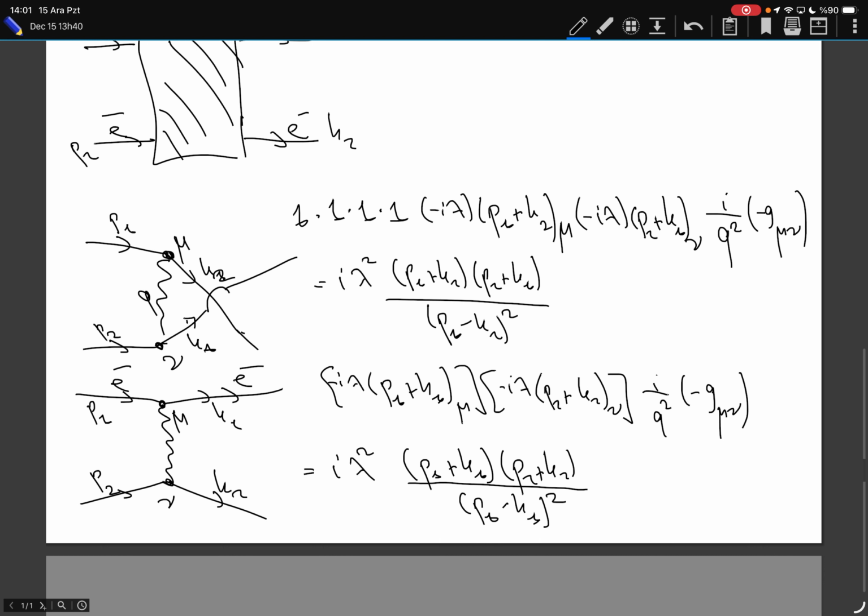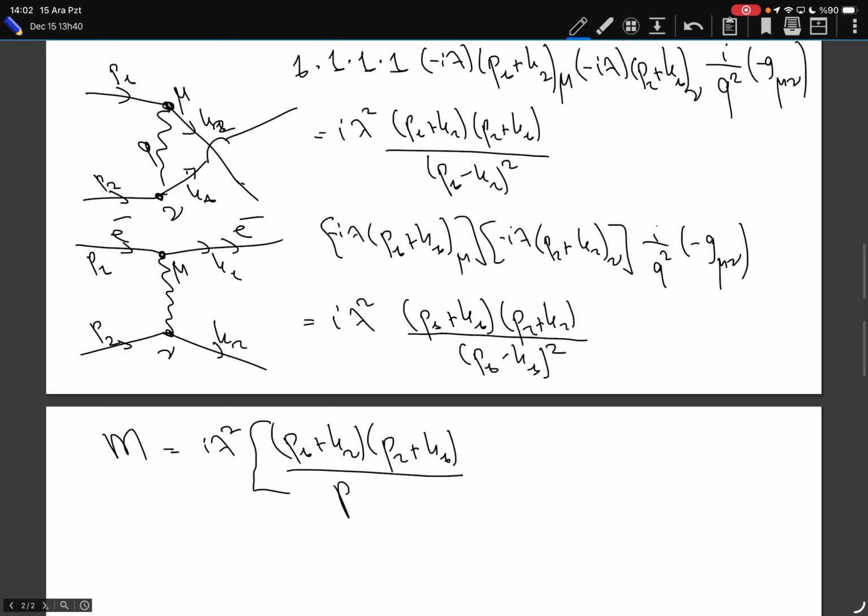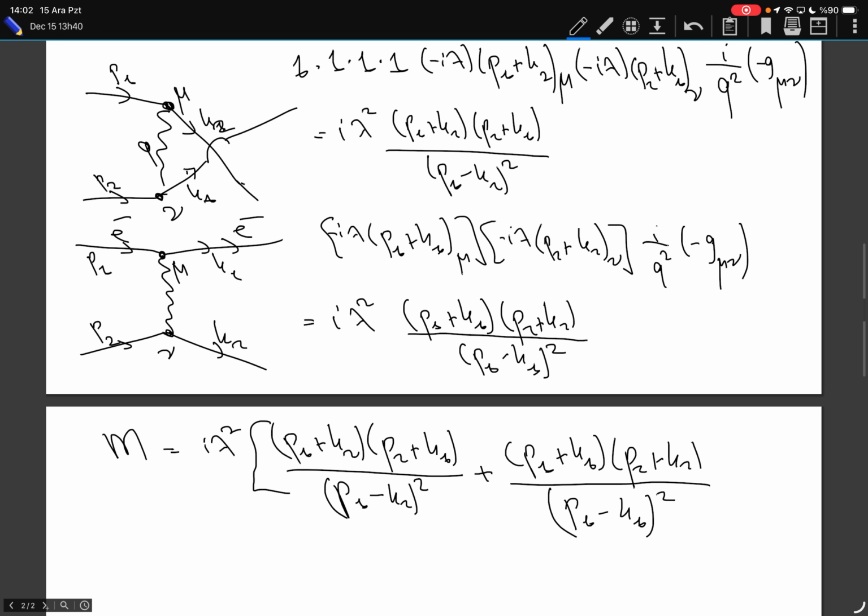So my invariant matrix element for this process is i lambda squared times [(P1 plus K2)(P2 plus K1) over (P1 minus K2) squared, plus (P1 plus K1)(P2 plus K2) divided by (P1 minus K1) squared].